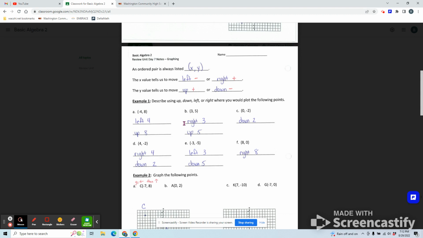So the next one, right 3, up 5. Now notice letter C and letter F only have one line because there's only one type of direction that you're going to state. So this says 0, -2. So 0 in the x value means we're not going left or right. So that's why it just stays. The only thing we need to identify is what the -2 is. It tells us we're going down 2.